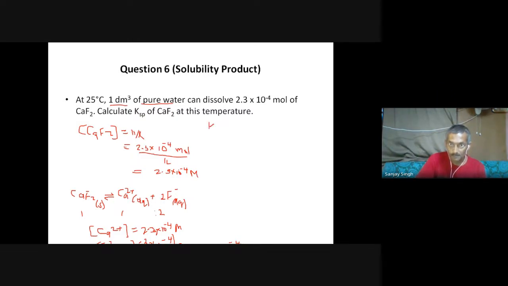I will continue here. Your KSP, the solubility product, is equal to the concentration of your Ca2+ into the concentration of your F minus. Remember that your F minus over here is like your 2F minus, and this coefficient is now going to become the power. That's the rule that you need to use. If you still recall, if it's multiplied by any number, that becomes the power over there. Okay, so it's very important.